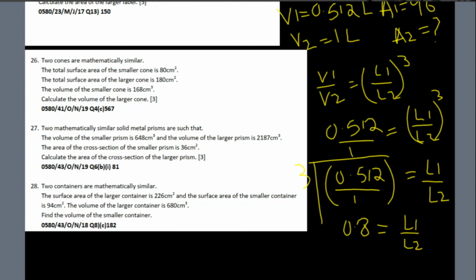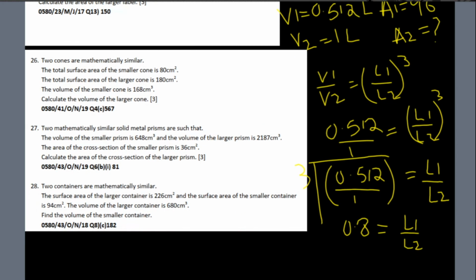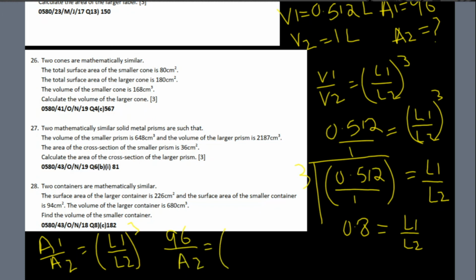Okay, so now I'll use the formula A1 over A2 equals L1 over L2 whole square. A1 was 96. Yes, 96 over A2, which we need to find, equals L1 over L2. We already know that is 0.8 whole square. So 0.8 square and then divide this with 96, which gives us 150. So A2 equals 150.